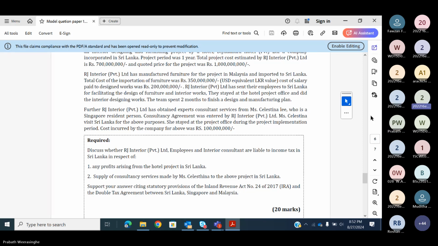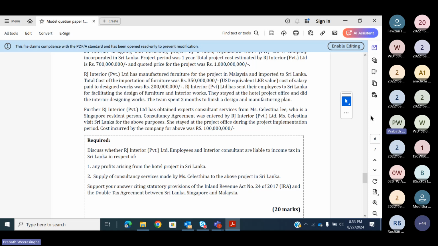Okay, that means that the enterprise is sending. In the case of the enterprise, we call it a fixed permanent establishment. In the case of the individual, we call it a fixed base. If there is any fixed business place in Sri Lanka for an individual, yes, it is also taxable.